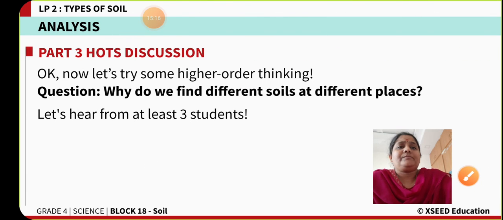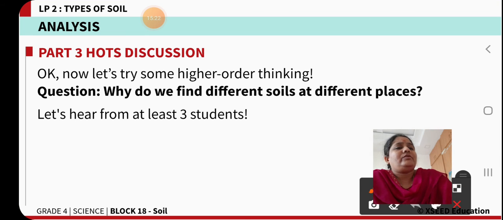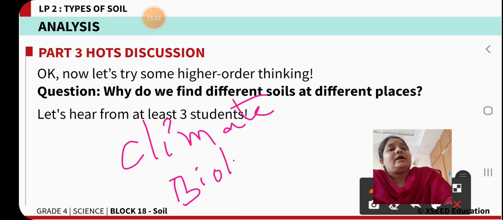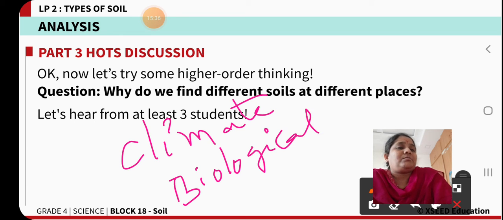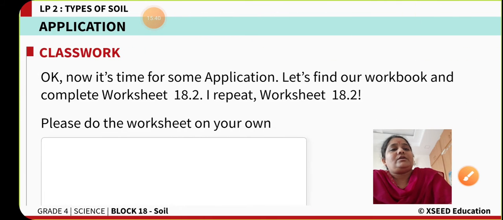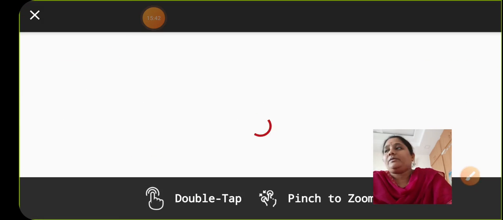Okay, why do we find different soils at different places? Just now we have discussed: based on the climate present in different places, based on the biological quantity present in those areas, and even based on the parental rock material available in those places. Okay, children, after completing our activity, let us open the worksheet.